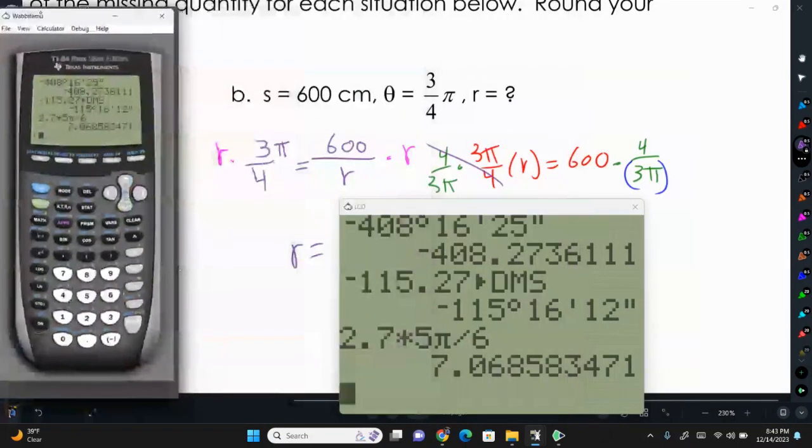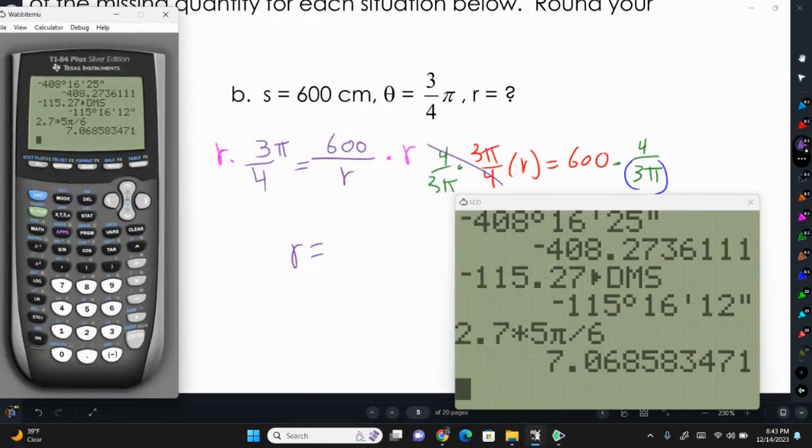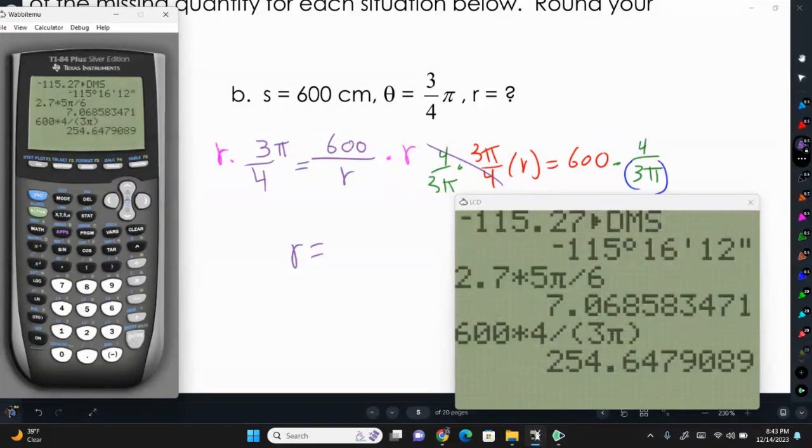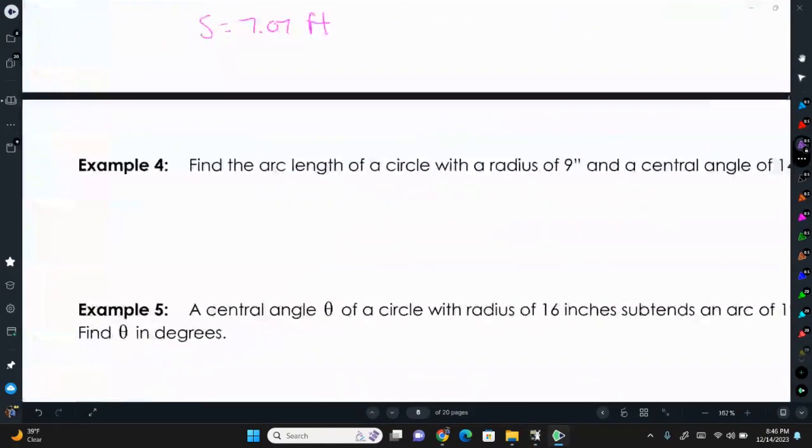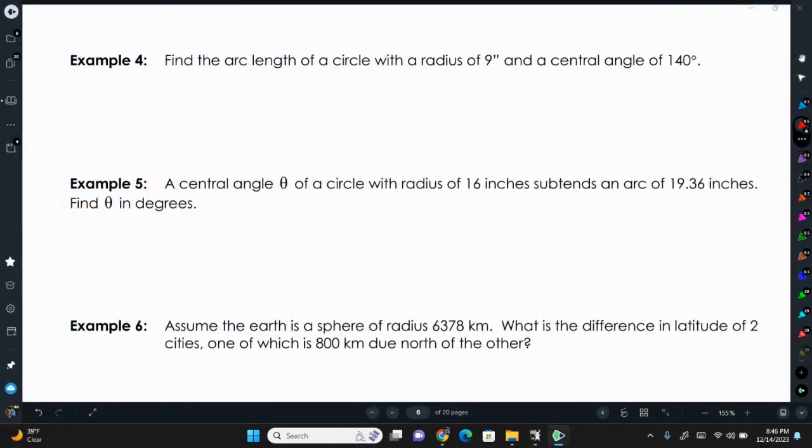and then I'm going to do 600 times 4 divided by parentheses 3 pi. If you don't put that in parentheses, what the calculator will do is do 4 divided by 3, and then multiply that answer by pi, but we want to divide by the product of 3 pi. So we get 254.65 centimeters. All right, now on the next page, we have some word problems.